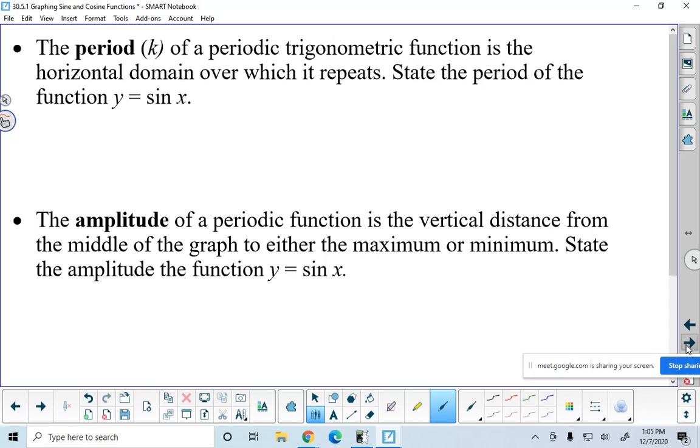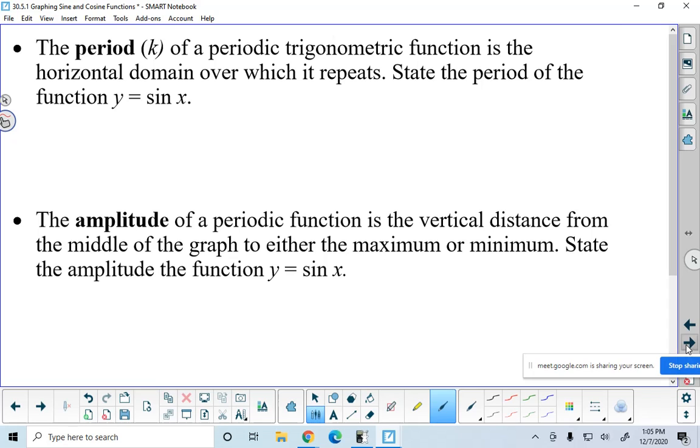Now, we have a definition. We have some definitions here dealing with these graphs. One of them is the period. And we give this, this is stupid, I know. The parameter we use for period is k, which is the same as the parameter for a vertical translation in terms of transformations. But we just have to deal with it. K has a different meaning depending on the context.